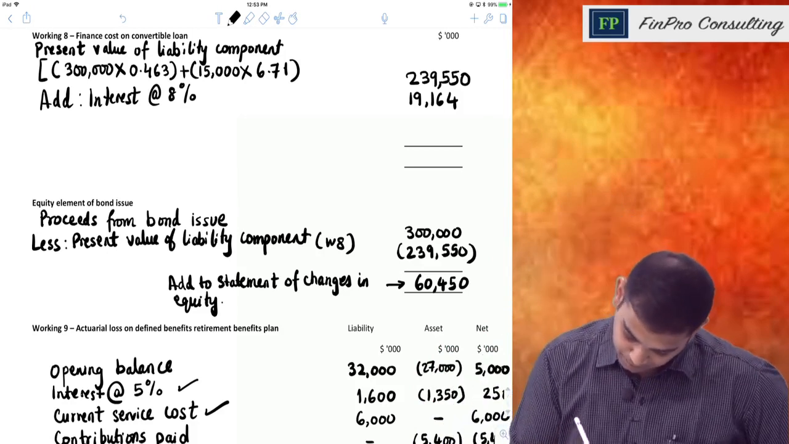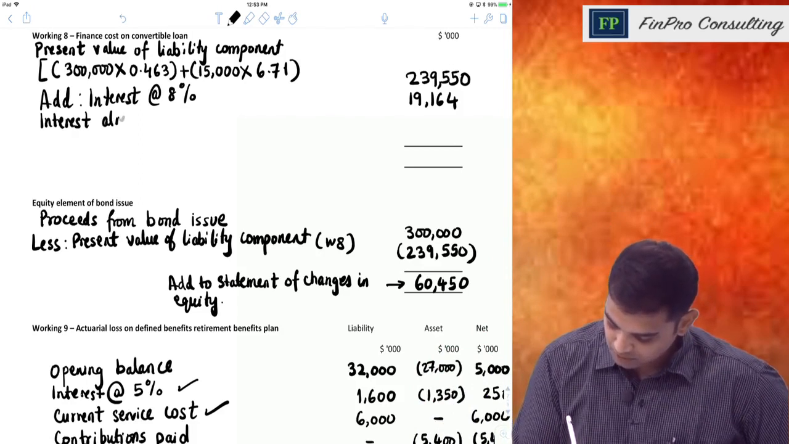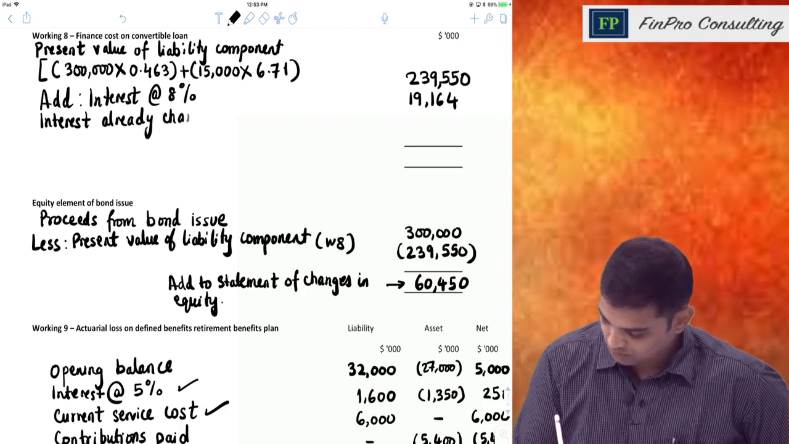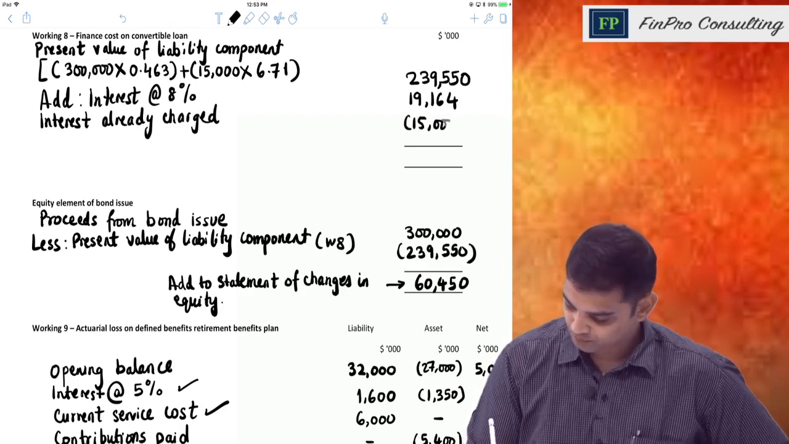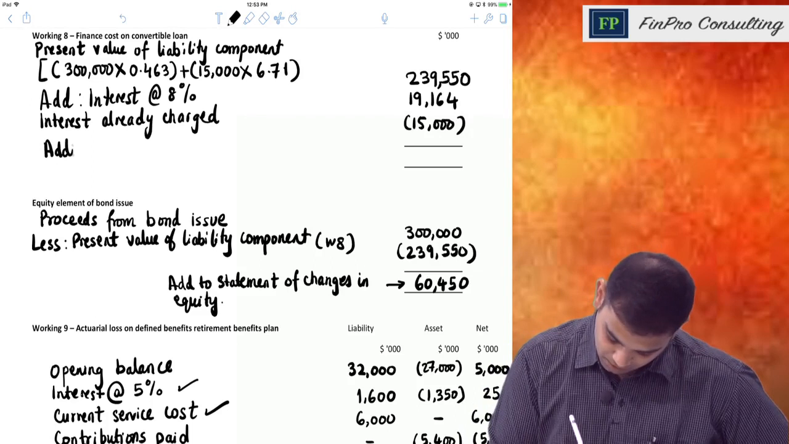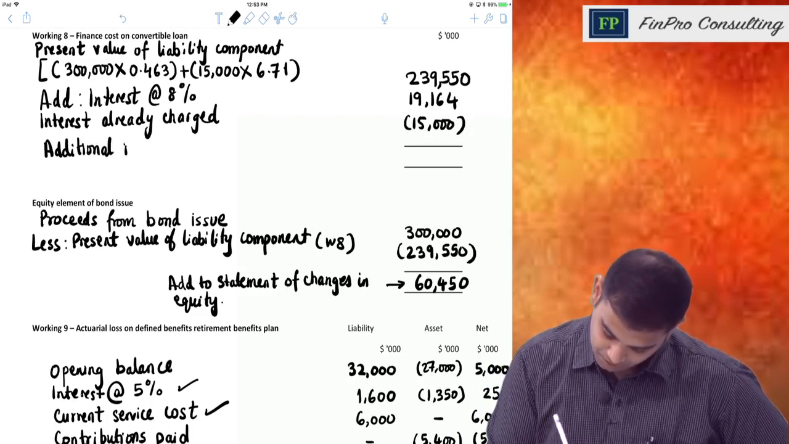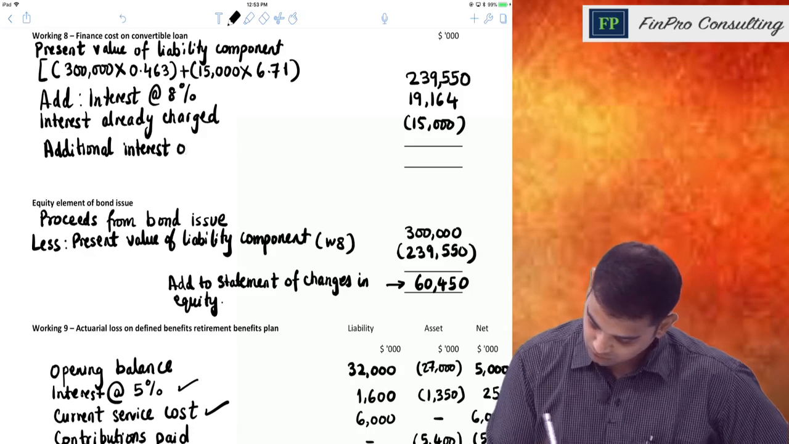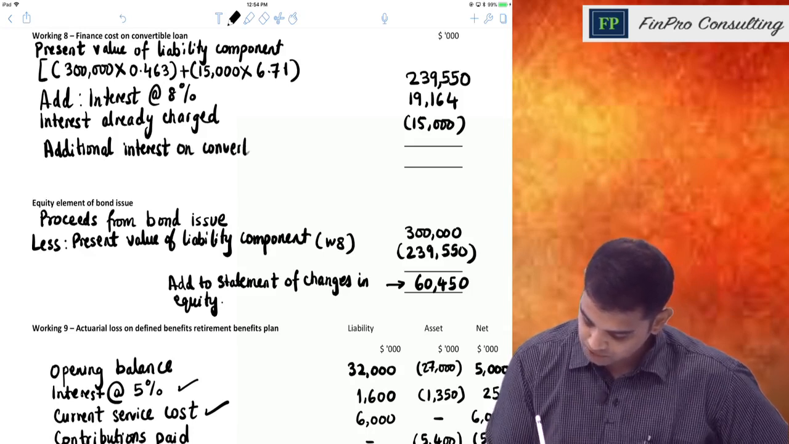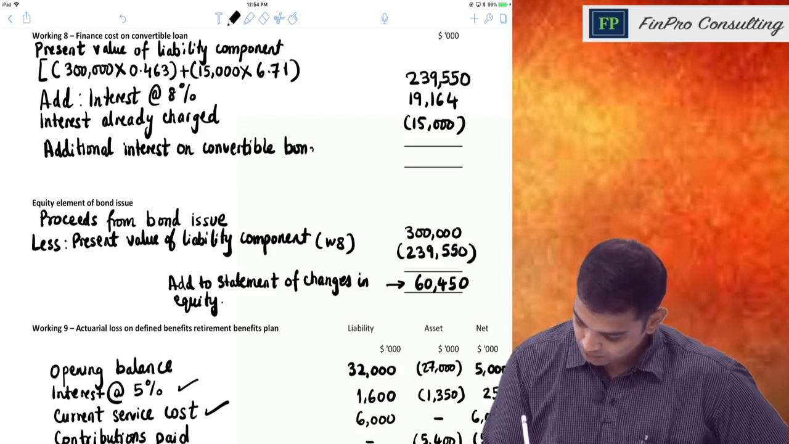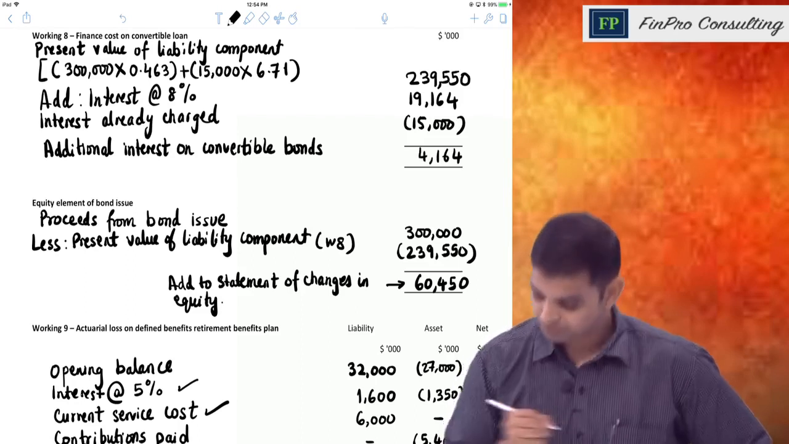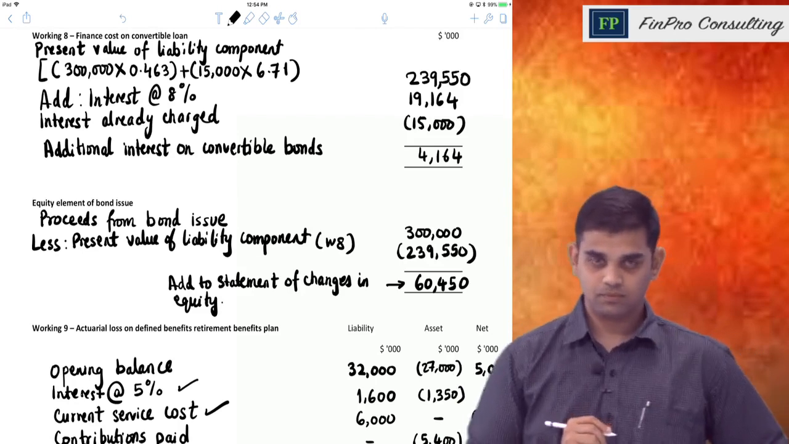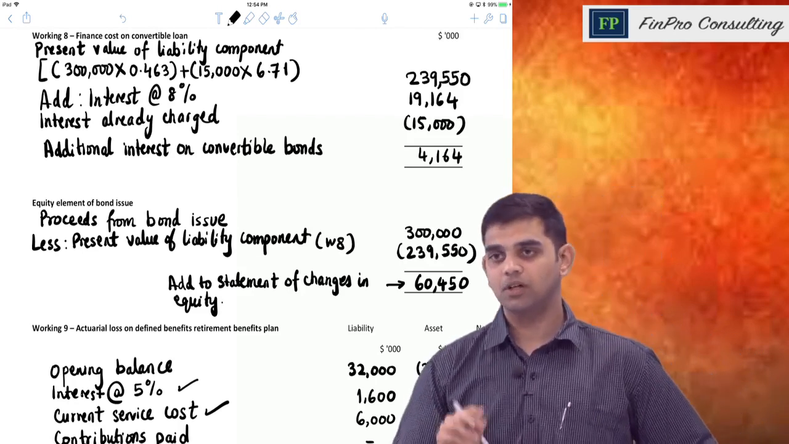So write, interest already charged, 15,000, additional interest on convertible bonds. It will be 4,164. Okay, where will I include this 4,164? Finance cost.